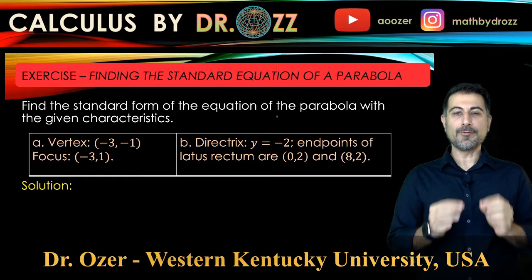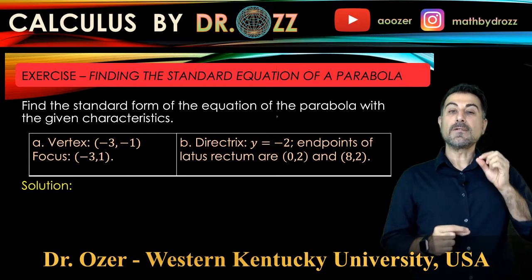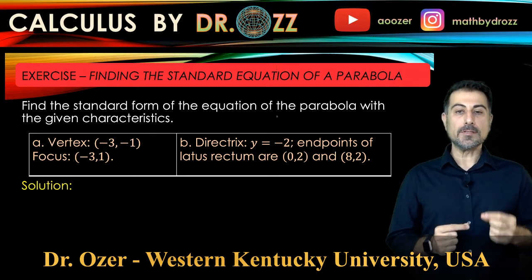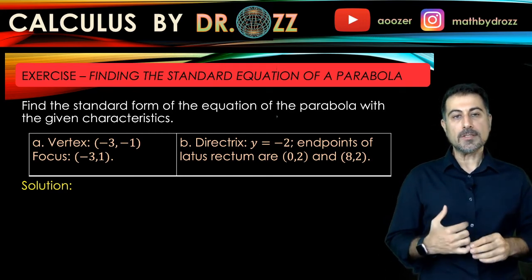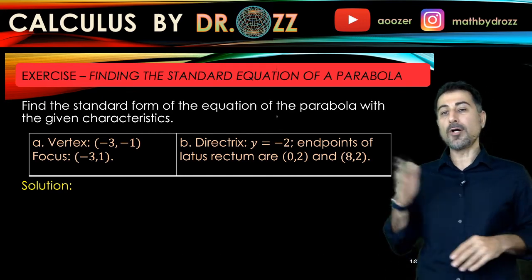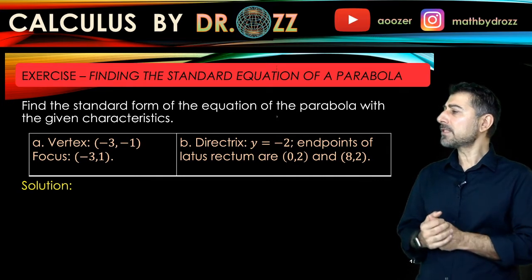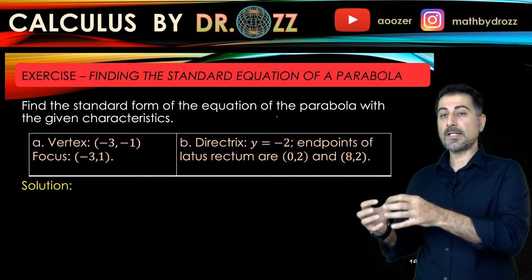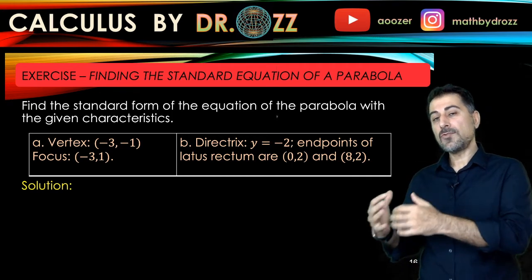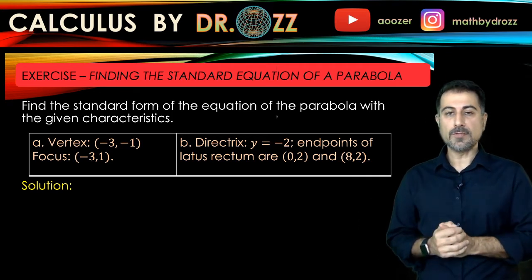Oz. Today we're going to go over an exercise where we're going to find the standard equation of a parabola given some information about the parabola. In part A, we're given the vertex and focus and just that. By using this information, how do you get back to the standard equation of a parabola?